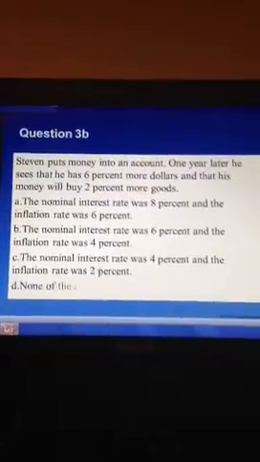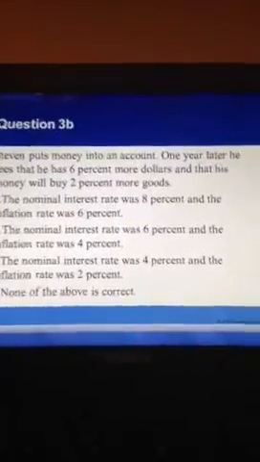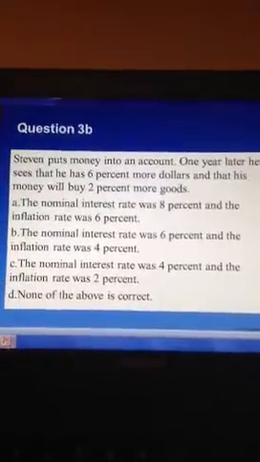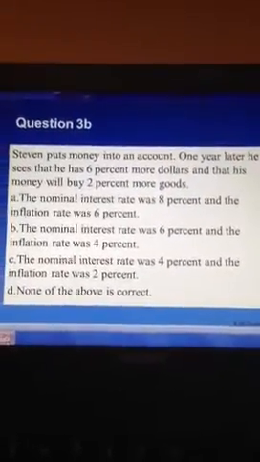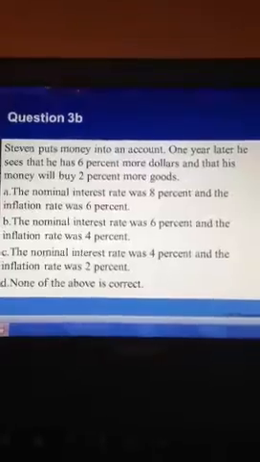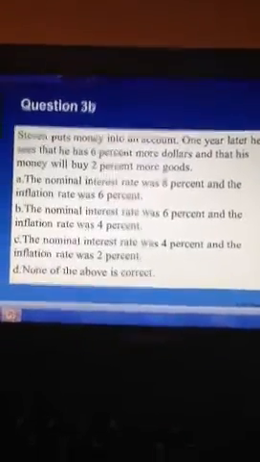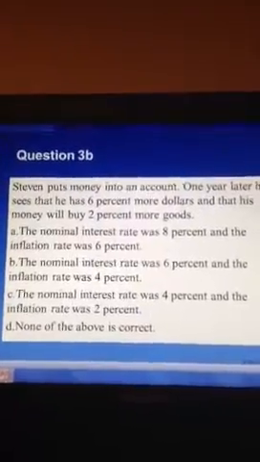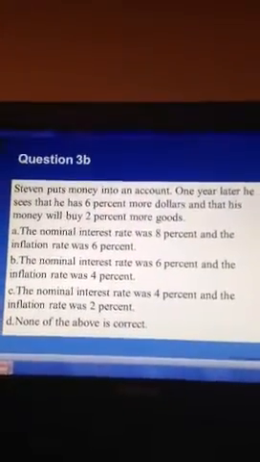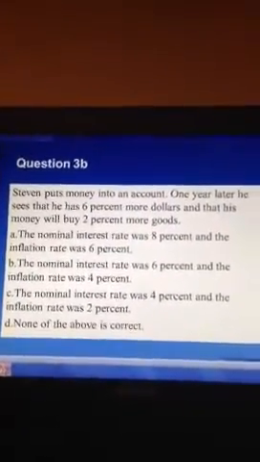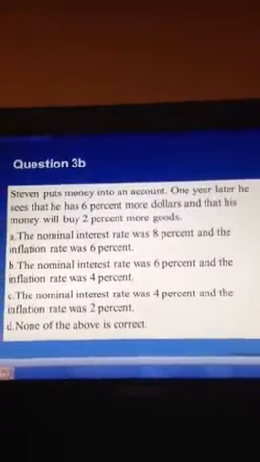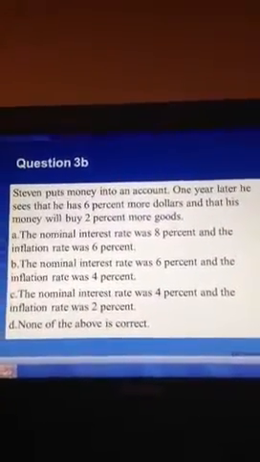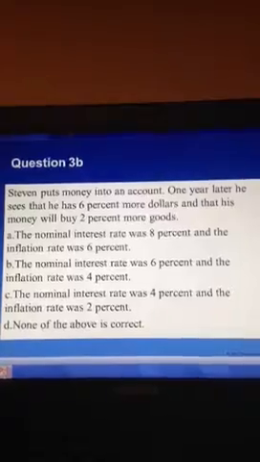The last question we have is Stephen puts money into an account. 1 year later, he sees that he has 6% more dollars and that his money will buy 2% more goods. The answer choices are A, the nominal interest rate was 8% and the inflation rate was 6%. B, the nominal interest rate was 6% and the inflation rate was 4%. C, the nominal interest rate was 4% and the inflation rate was 2%. Or D, none of the above is correct.